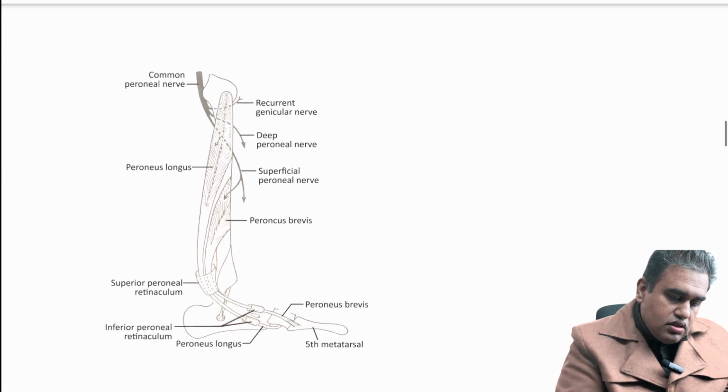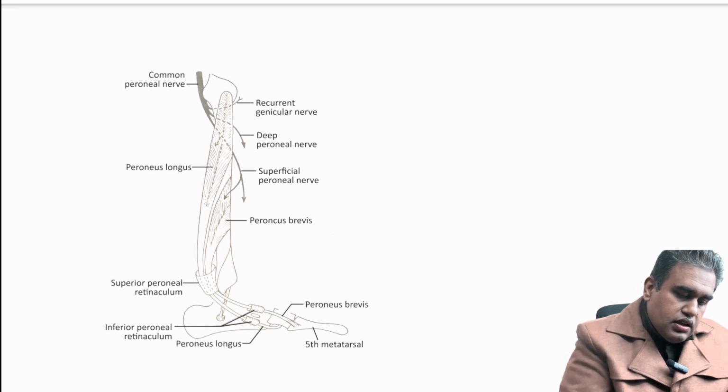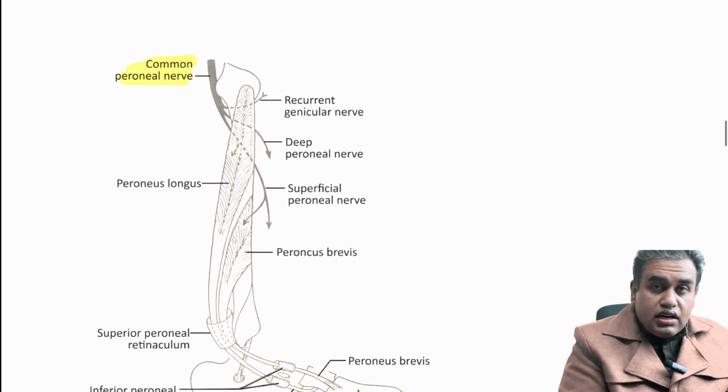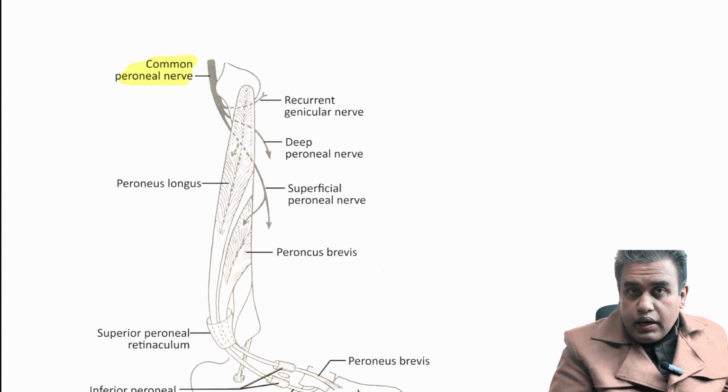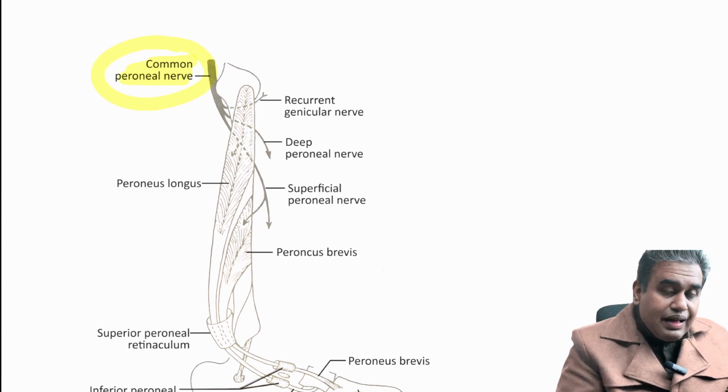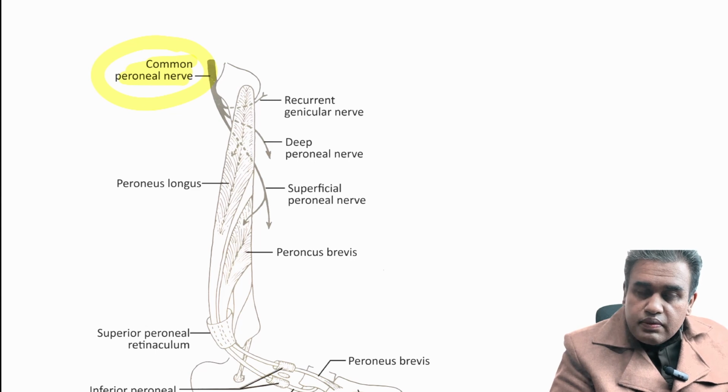एक और इमेज देखो, just to show you how the common peroneal nerve winds around the neck of fibula, and this is the most common nerve to be damaged, as we have discussed earlier also. हमने पहले भी डिस्कस किया है.